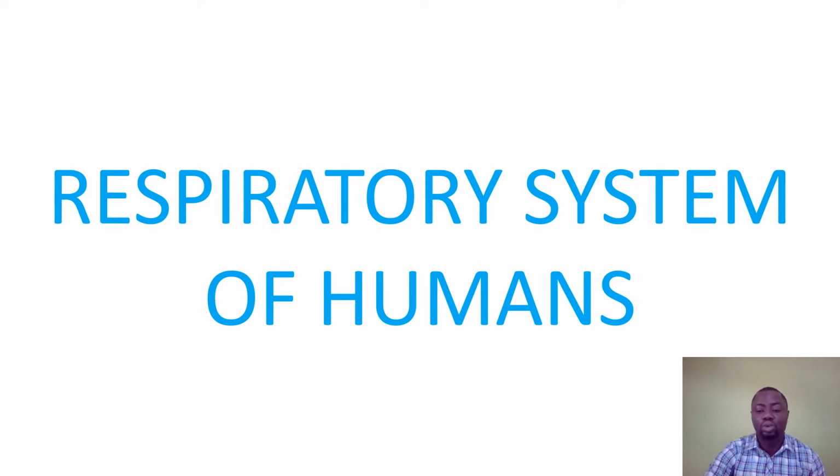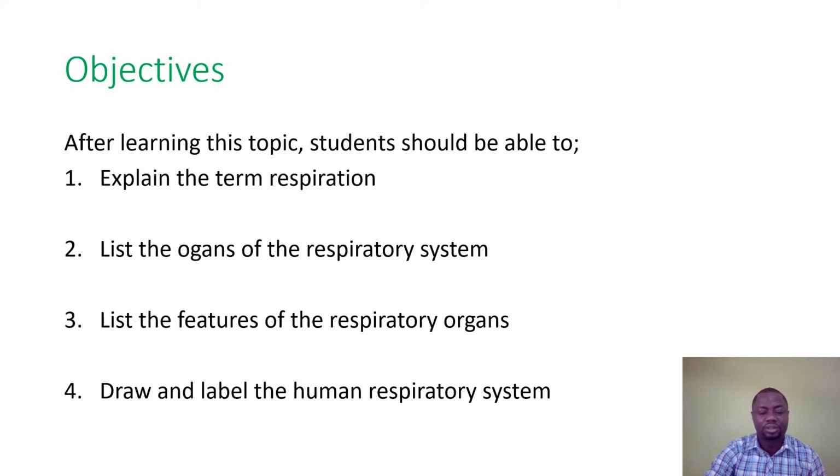But before we start, we'll look at the term respiration. Let's look at our objectives. After this lesson, you should be able to explain the term respiration. After explaining respiration, there are things involved in carrying out respiration in humans, forming the respiratory system. So you should be able to list the organs of the respiratory system.